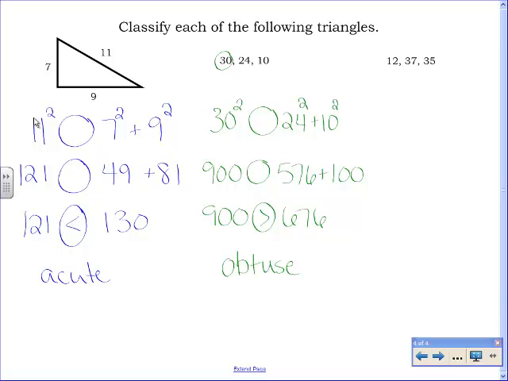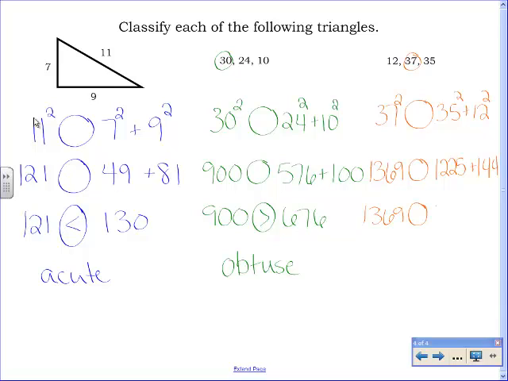One last example for this lesson. 12, 37, and 35 are our side lengths. 37 is the longest side, so that has to be C. Then we need to see how 37 squared compares to 12 squared plus 35 squared. 37 squared is 1,369. 12 squared is 144, and 35 squared is 1,225. 144 plus 1225 is 1369. That means the two sides are equal, so this is a right triangle. You might want to add those three to your list of Pythagorean triples, if you're keeping one.